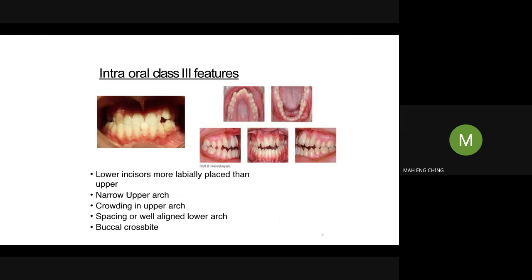So for the severity of the Class 3, we look at the extent of the crossbite, which can be anterior or posterior, or the total arch in crossbite. That depends on the severity of the jaw discrepancy. The longer and broader the lower jaw, the crossbite may extend from the anterior to the posterior.